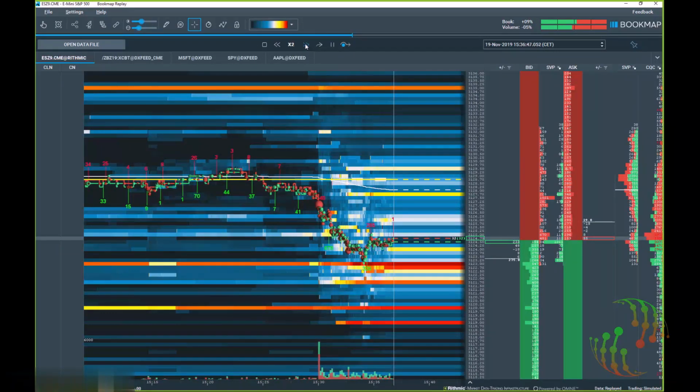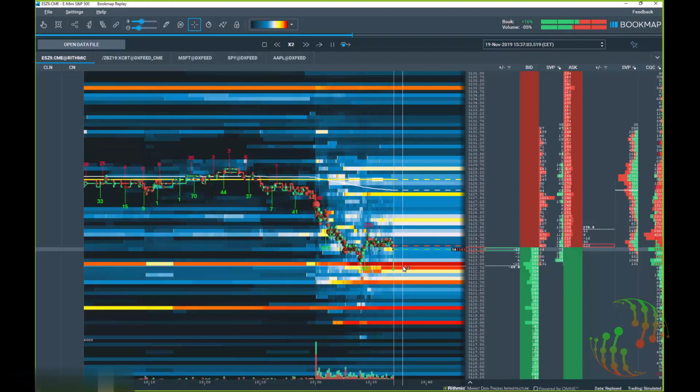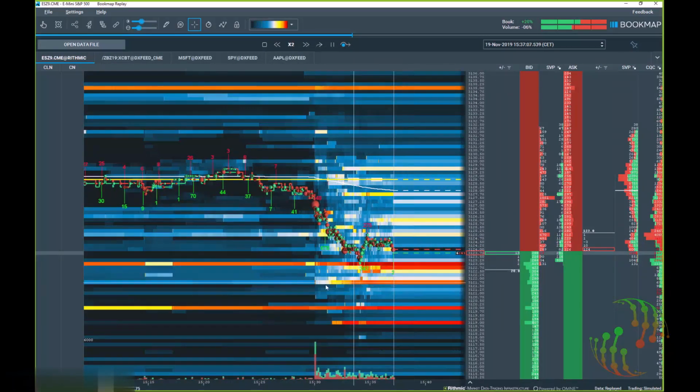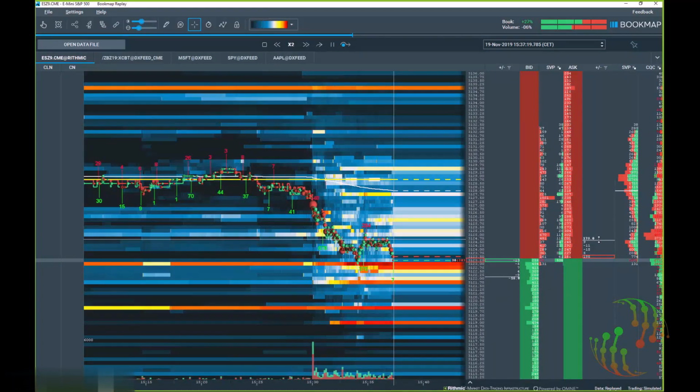Let's do it a little bit faster. It's not what I wanted to show you, but the market is clearly down. So it's attracting again this 23 level. You see the pressure here on the offer side.